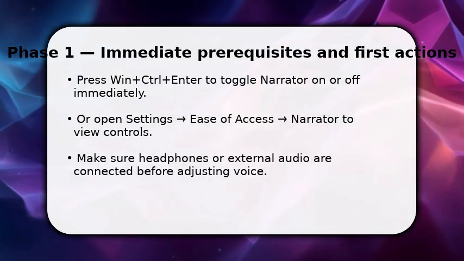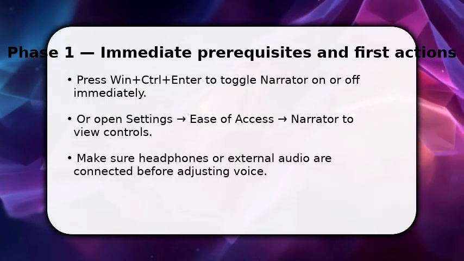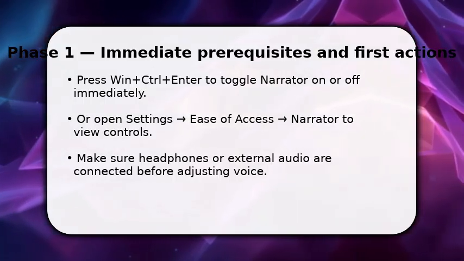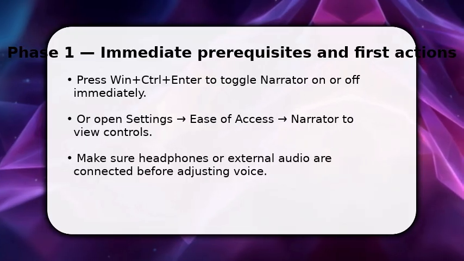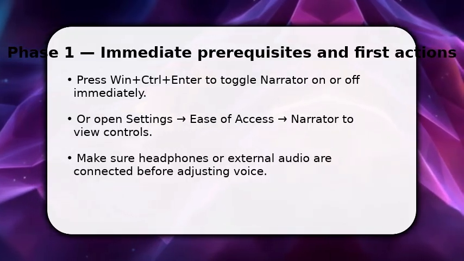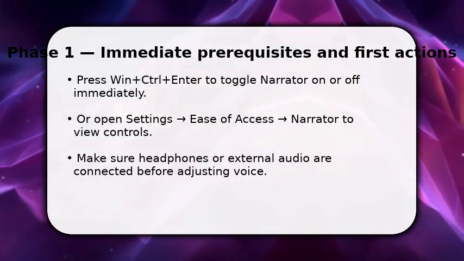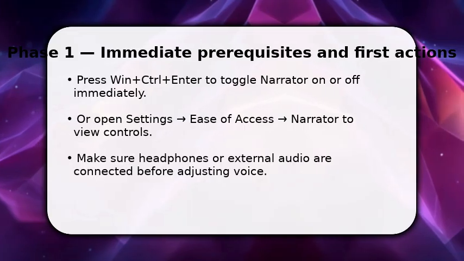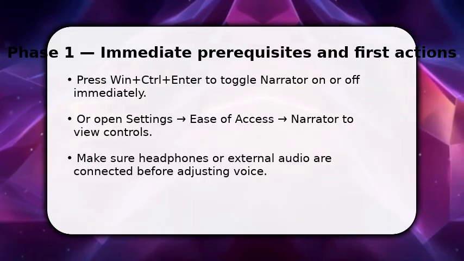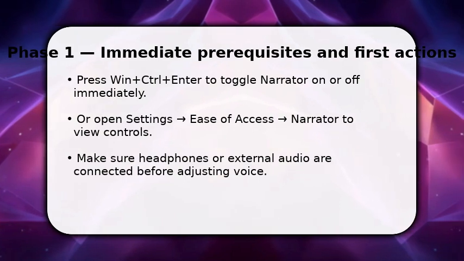If you prefer the UI, open Settings, go to Ease of Access, then Narrator. You'll see the main toggle at the top. Once done, glance at voice and volume lines so you don't accidentally mute system audio later. Make sure to keep the keyboard in hand. The next steps use shortcuts and menu navigation to finish cleanup.